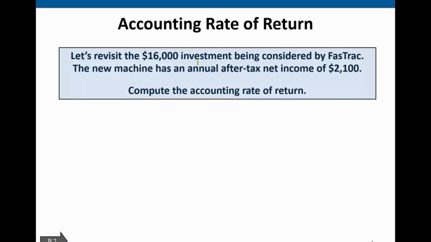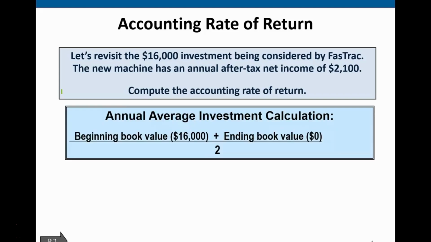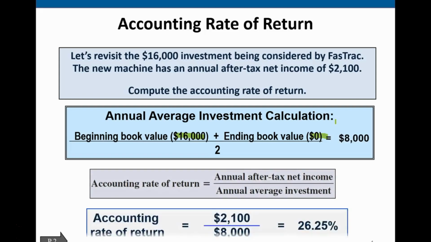So let's revise the $16,000 investment being considered by Fast Track. The new machine has an annual after-tax income of $2,100. Compute the accounting rate of return. Well, then we would take the average investment, and the average would be at the beginning, it's worth $16,000. At the end, it has a 0 book value. So then the 16 plus the 0 divided by 2 would give us our average there. So the accounting rate of return then would be 26.25%. Then we can compare that to other projects.